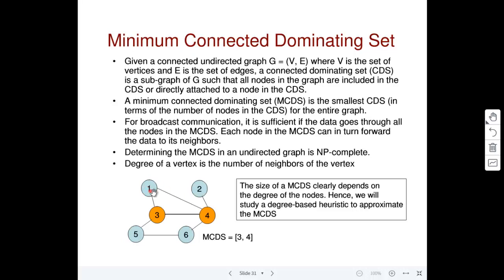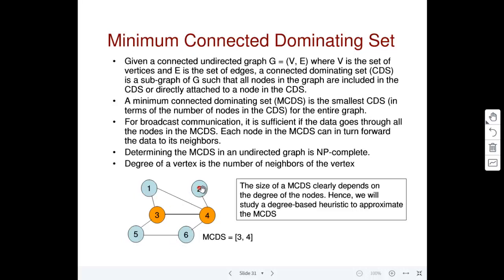So if say node 1 has a message to broadcast, it will send that message to its neighbors that are in the CDS. So in this case 1 will send to both 3 and 4. Then 3 will take care of sending it to 5, 4 will take care of sending it to 2 and 6.